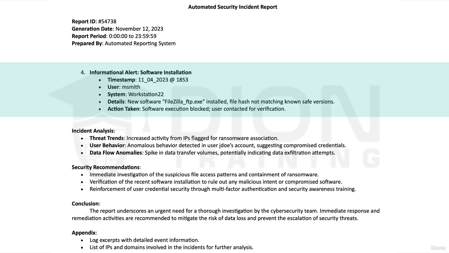Now, this doesn't mean that this was bad. It may have been that this user, M. Smith, went to the internet and downloaded FileZilla and installed it themselves, which may have been against our acceptable use policy, but doesn't necessarily mean it was an attacker hacking us. So we'd want to investigate it and figure it out.